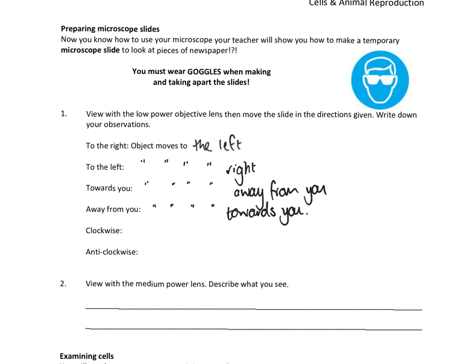So what we saw so far is that when we move the slide, the object moves in the opposite direction. So if you move the slide in a clockwise rotation, what do you think would happen to the object? Well, yes, just as before, we see that it moves in the opposite direction. So if we move the slide clockwise, the object moves anti-clockwise.